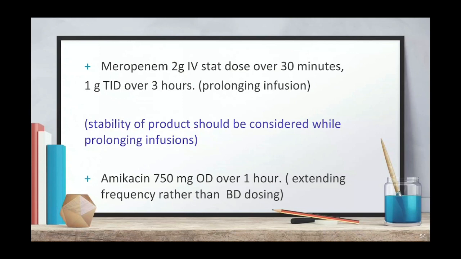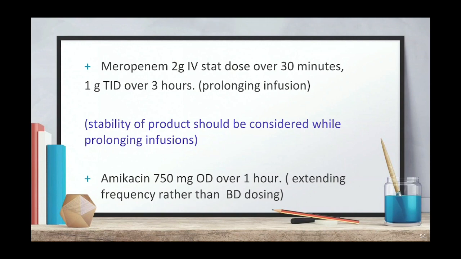For example, meropenem 2 gram. The start dose of 2 gram should be administered over 30 minutes. Then only the concentration will be greater than the MIC. Then the subsequent doses, 1 gram TID, each dose should be administered over 3 hours. That is prolonging the infusion. But always keep in mind, the stability of the product should be considered while prolonging infusions.